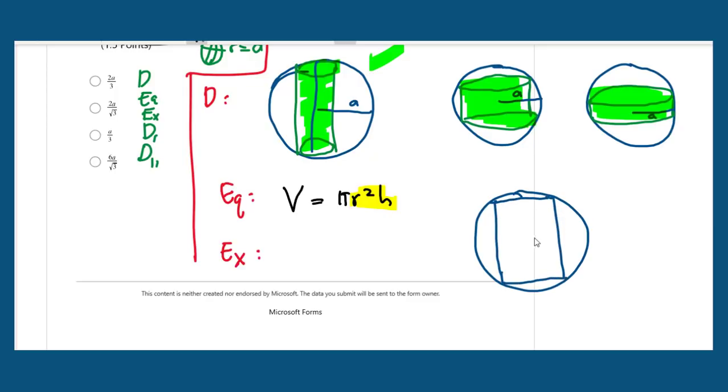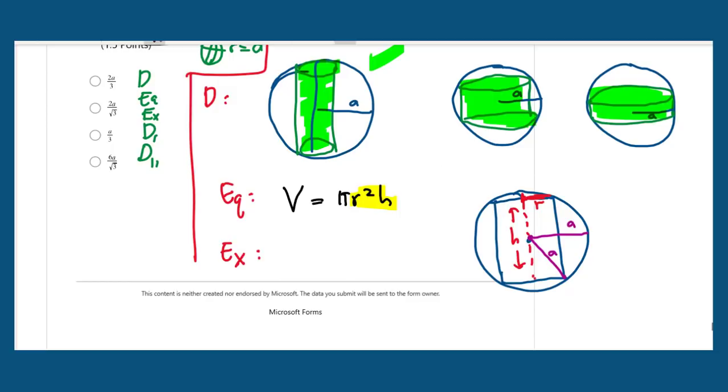Okay, cross section. Now the radius for the sphere is A. From here to here also A. Everywhere is A, A for the sphere. For the cylinder, from here to here is the radius. So here is H. So now the formula is pi r squared H. This is the first section for the diagram.